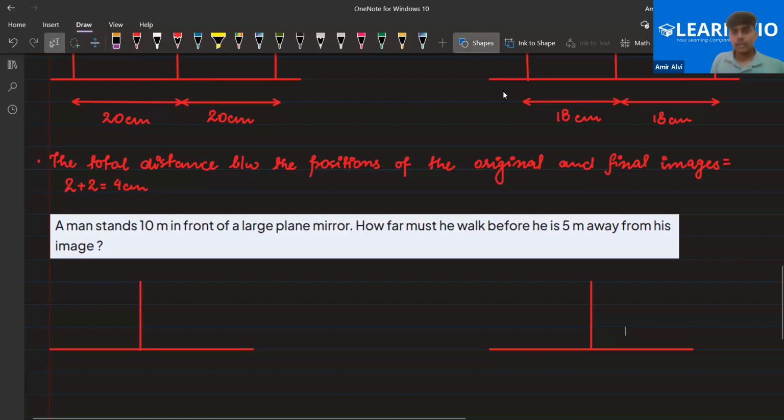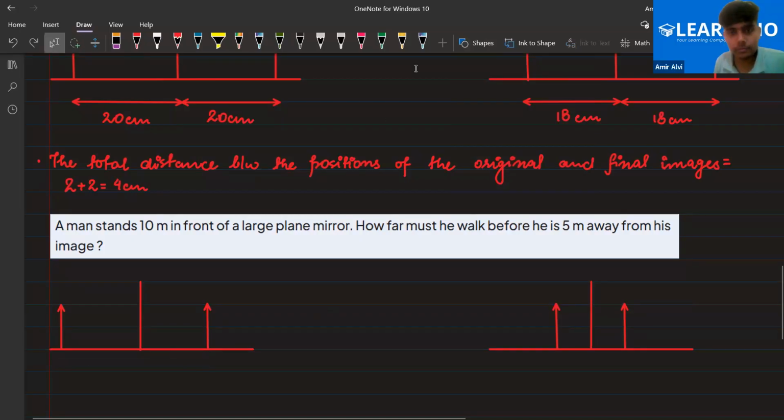So the man is standing in front of this mirror at 10 meters. The image formed would be on the other side, that is also 10 meter. Okay. So the man should move to 7.5 meters so that the distance between the object and the body of the man is, sorry, image is 5 meters. Okay. It would be like this. Clear all of you?